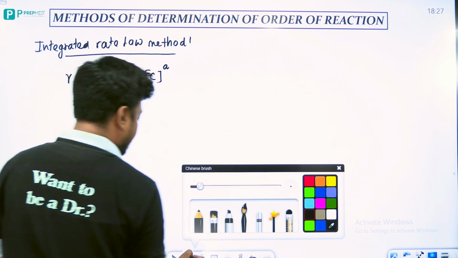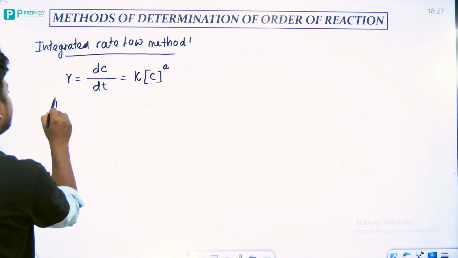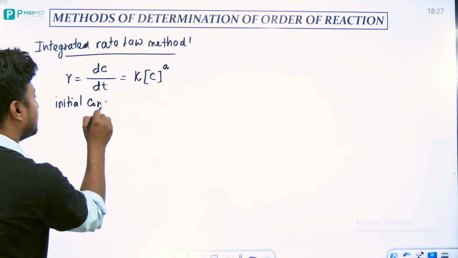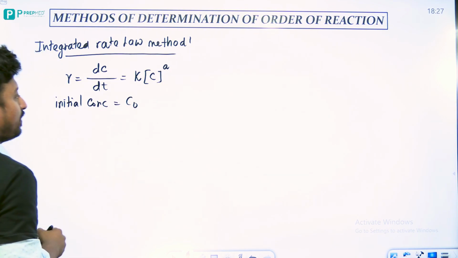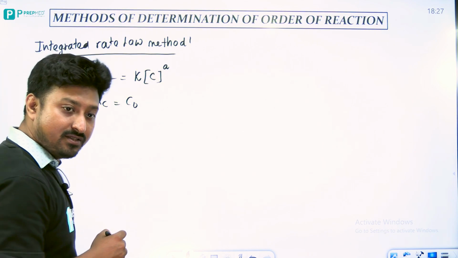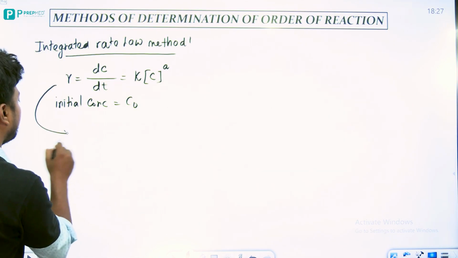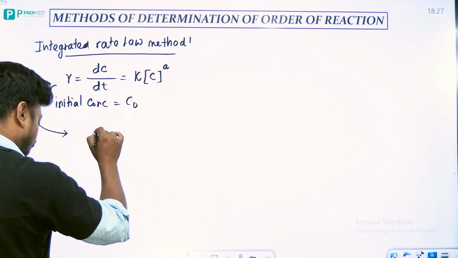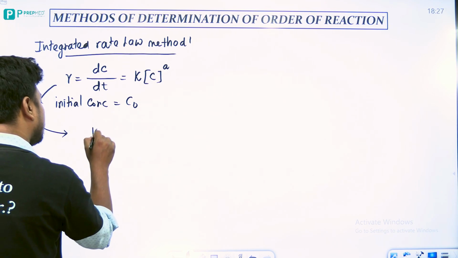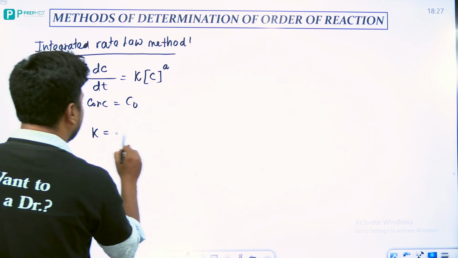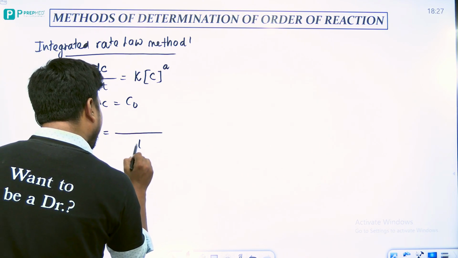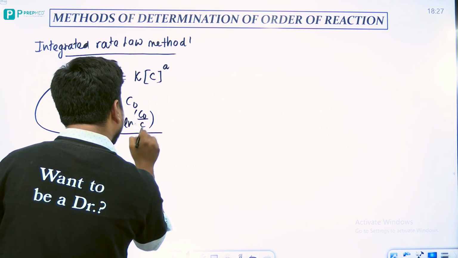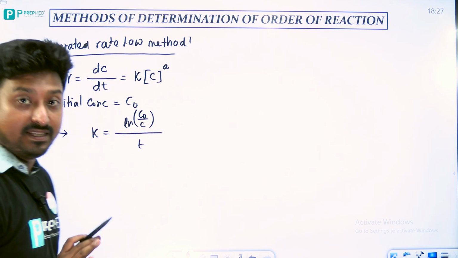From here, let's say my initial concentration is equal to c0. So from here we can easily write the equation: k is equal to 1 by t ln c0 by c. Okay, ln c0 by c we can write.